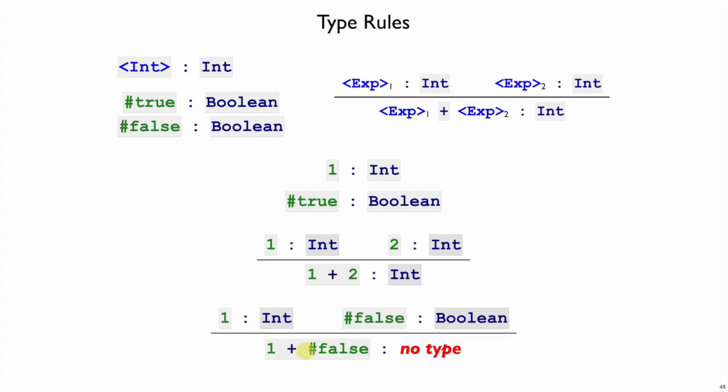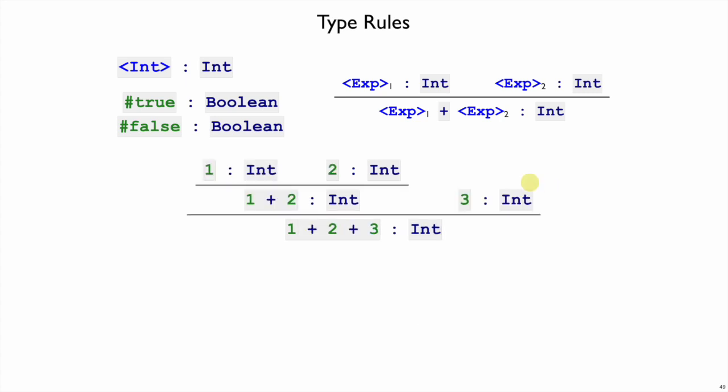On the other hand, if we tried to match everything here, when we type check false, we would have to use this rule, and we'd get Boolean. Boolean does not match int that our rule says is there, and so it's not that we return no type, it's just that we can't make this tree match that tree.